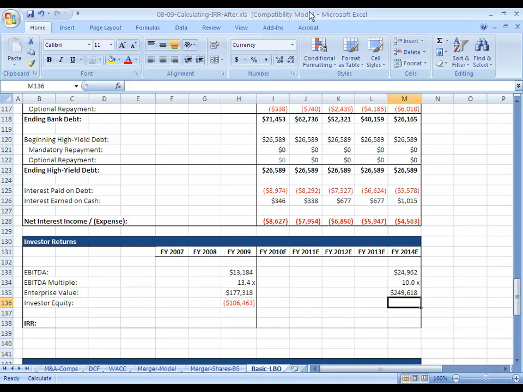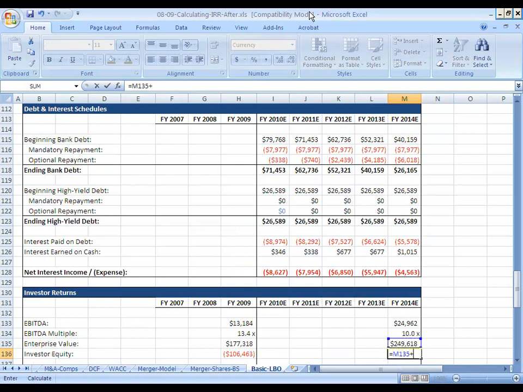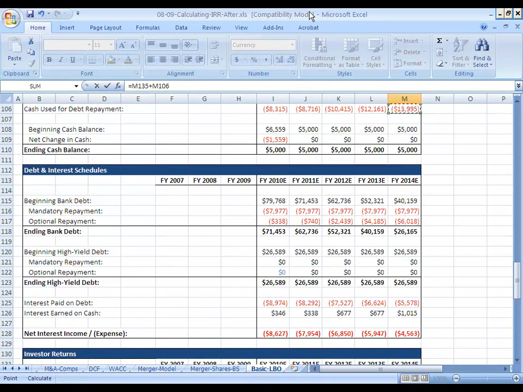So to calculate how much in equity value the investors actually get back here, what we're going to do is take our enterprise value, and remember that when we're going from enterprise value to equity value, we subtract debt and add cash. It's the opposite of going from equity value to enterprise value. So we're going to take enterprise value and then add our ending cash balance here.